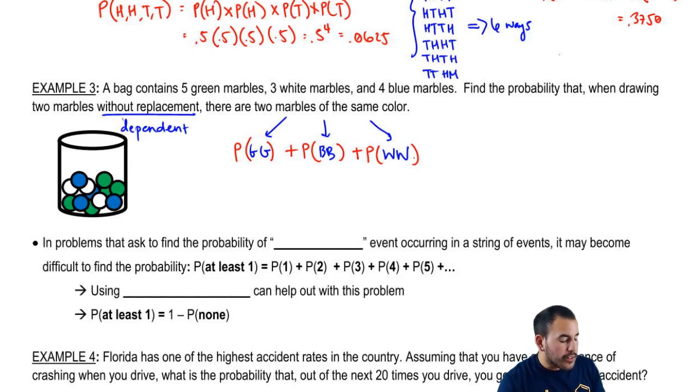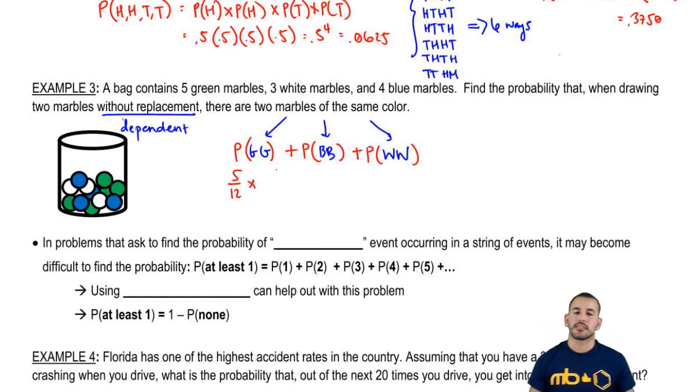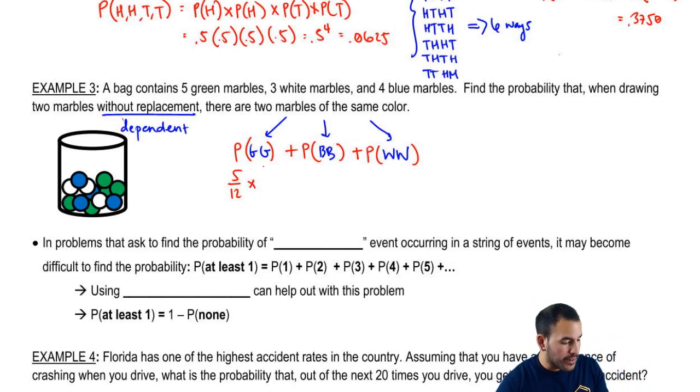So the probability of getting green, green is, first time is 5 out of how many total marbles? So we have 5 green, 3 white makes it 8, and then another 4 blue makes it 12. So 5 over 12 times, actually do it this way. Now it's the probability of me pulling another green if I did this without replacement. How many greens are left? 4, right? How many marbles are left total? 11, good. Cool, so that's the probability of green, green.